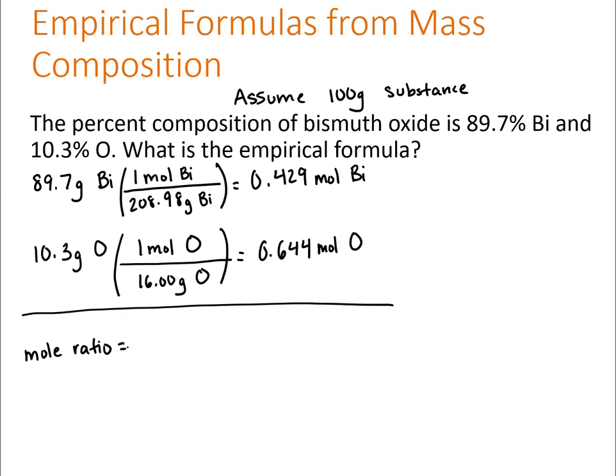If you didn't get a chance to get to the number of moles, I want you to calculate the mole ratio. Remember that you put the smaller number of moles on the bottom, the larger number on top. Smaller number on the bottom. Larger number on top. When you do the division, what do you get? You get 1.5.